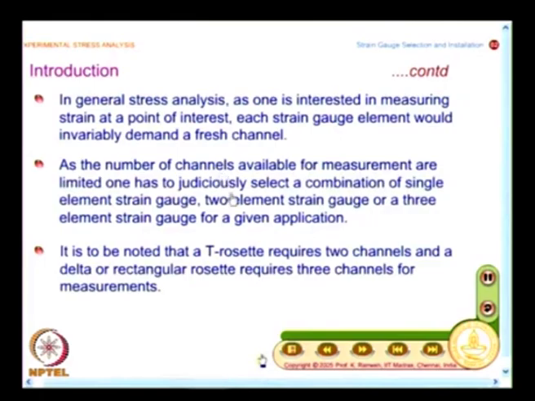So, before you make a plan for strain gauge instrumentation, you need to select judiciously a combination of single element strain gauge, 2 element strain gauge, or a 3 element strain gauge for a given application. See, the idea mentioned here is, I want to find out strain at a point. Why not I go and paste a rosette at every point where I want to make measurement? That means you are demanding 3 channels per point, which may not be required.